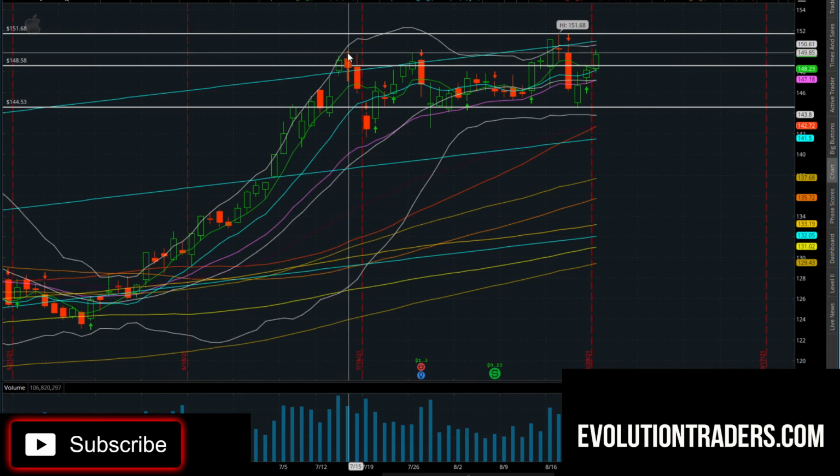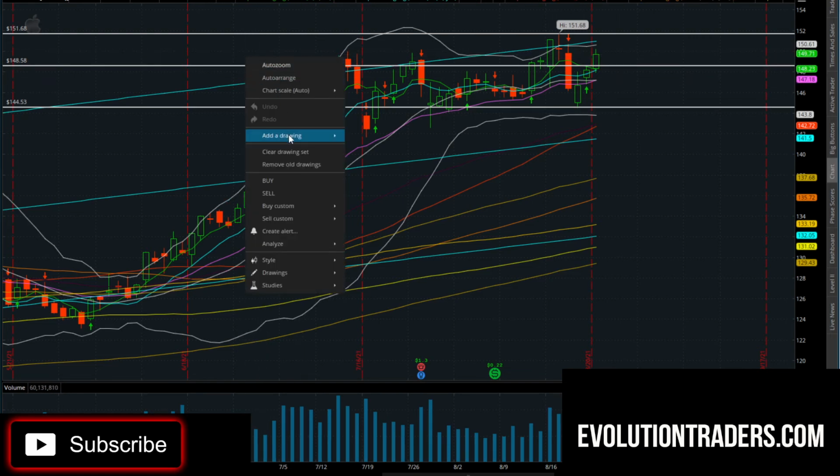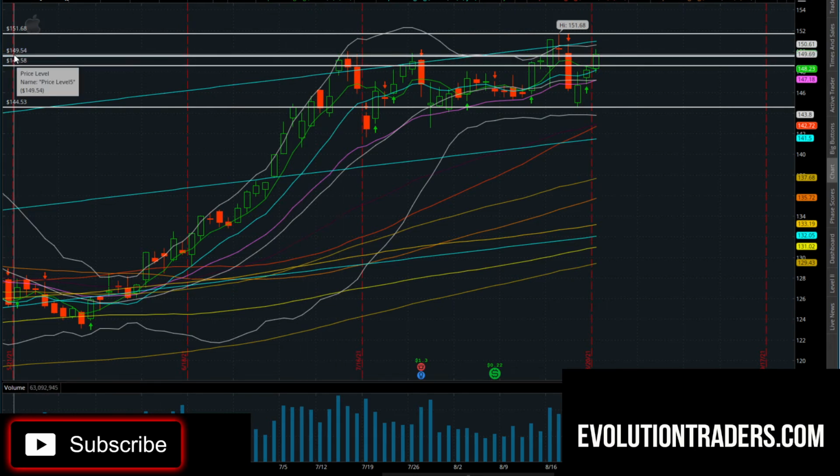So I would have never entered this trade. Remember, if we set a pivot point, let's say, for example, you wanted to trade Apple on 7/14, the price that you were looking to confirm was 149.54. We did pass it. However, we did not close above it. So we would have never entered this trade.